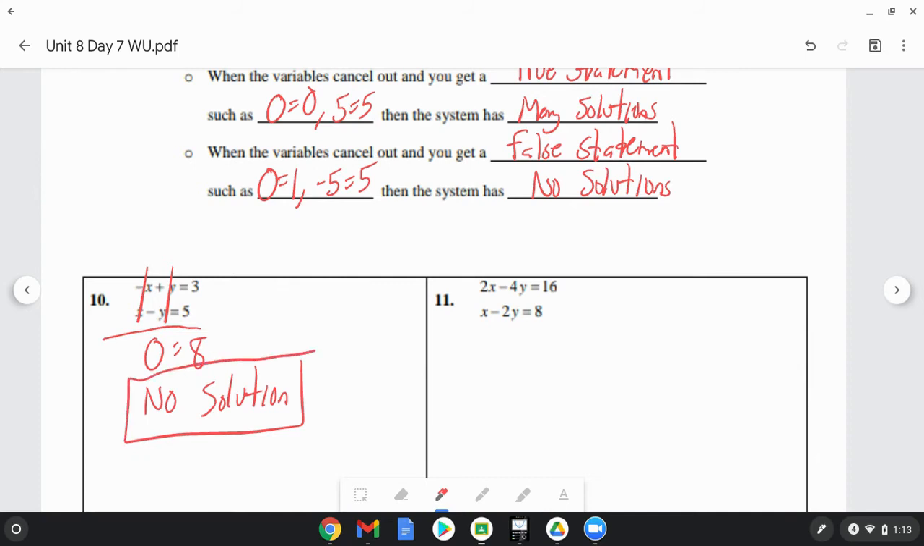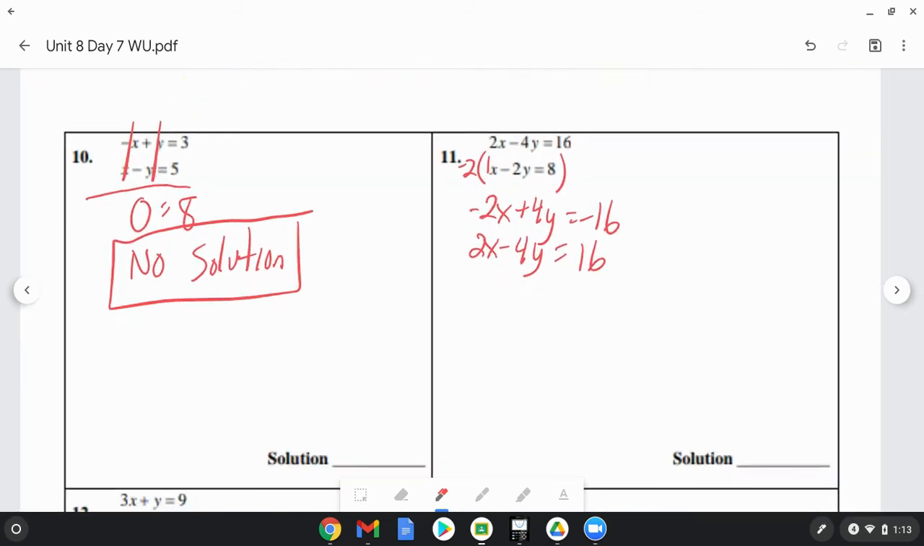For number 11, we have to actually multiply by something in order to get the x's or y's to be exact opposites. So I notice the bottom has a 1. So I'm going to multiply the bottom by negative 2 in order to be able to cancel out the x's. So if we multiply that through, that'd be negative 2x plus 4y equals negative 16. I'm going to put the top equation underneath it. So now we have 2x minus 4y equals positive 16.